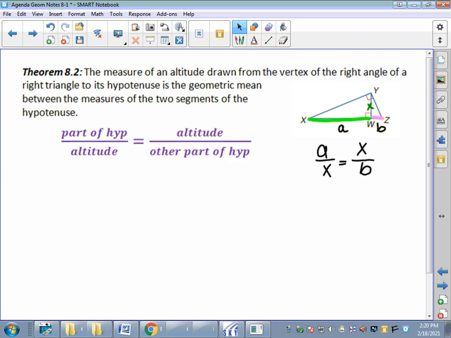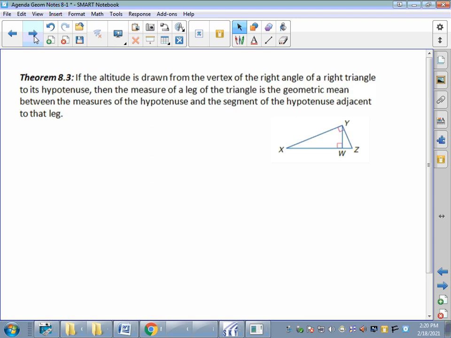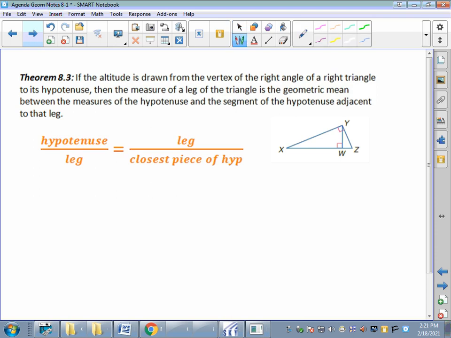All right, so let's look at another one. Theorem 8.3 says this. If we've got that altitude in there, then the measure of a leg of the triangle, so either leg xy or yz, is the geometric mean between the measures of the hypotenuse and the segment of the hypotenuse adjacent to that leg. You got that, right? So here's what it looks like. Hypotenuse over leg equals leg over closest piece of the hypotenuse.